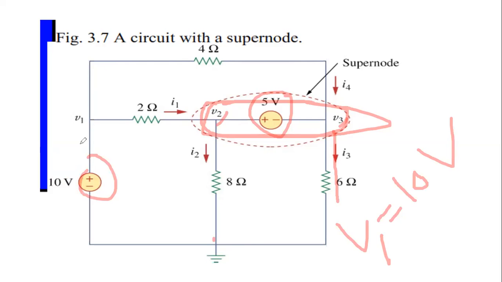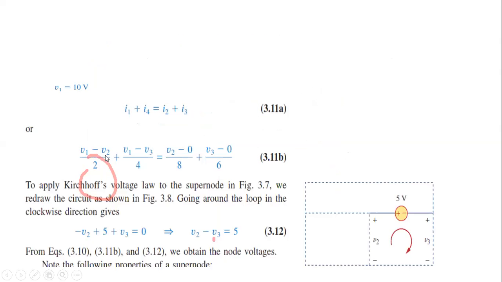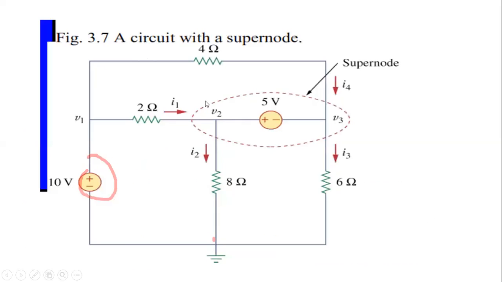Now what to do with this? For this one, we will write the equation like this. If you can see the circuit, we have some currents here. Now you make this complete thing a super node and you write the equation.